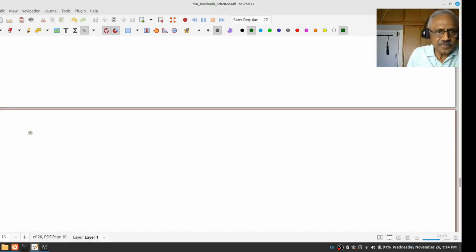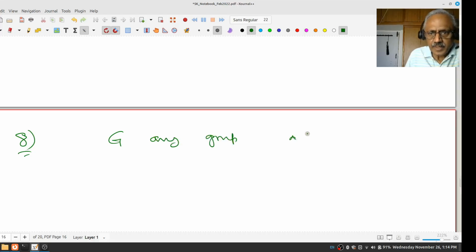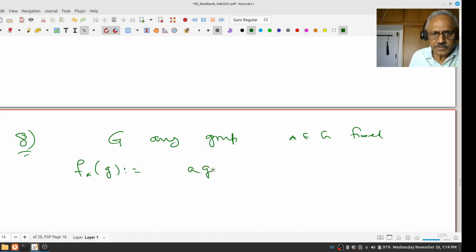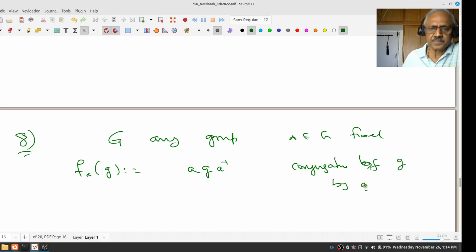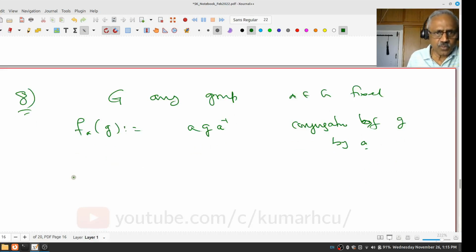So the last example is, suppose G is any group, a in G fixed. Let us look at f_a of g. This is a g a inverse. This is what we call conjugation of the element g by the element a. So we already know it's a group homomorphism. We have seen f_a from G to G is a homomorphism. Already seen.